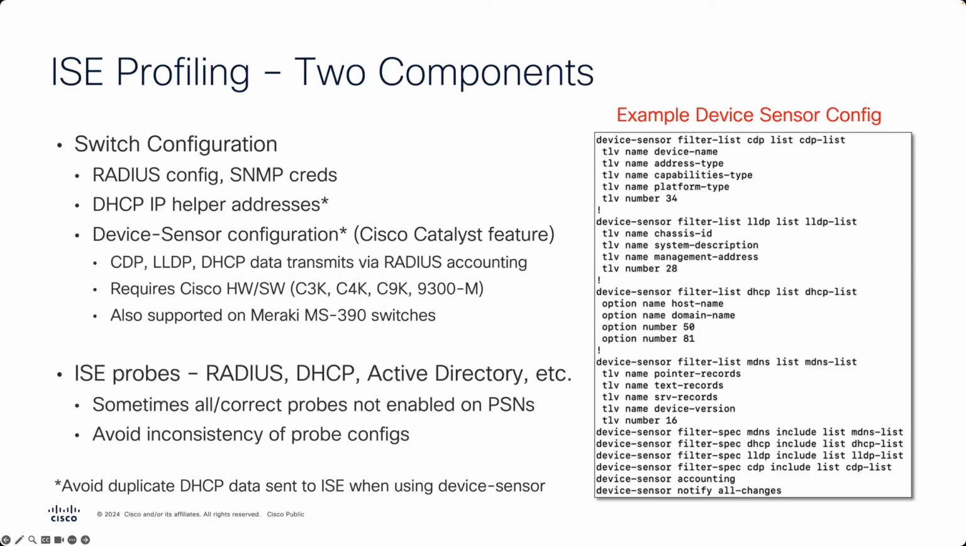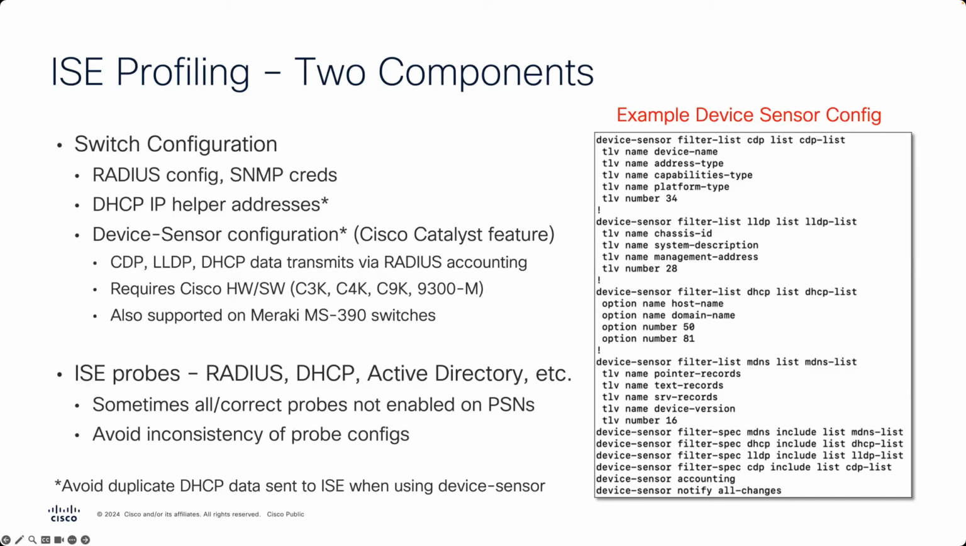Because if your probes are not consistent, one portion of your ISE deployment might be gathering more data than the other and making better decisions, while another one only has half the data. So we need to make sure that probes are consistently defined and enabled so that you do not have inconsistency of profiling data and therefore inconsistency of policies created.